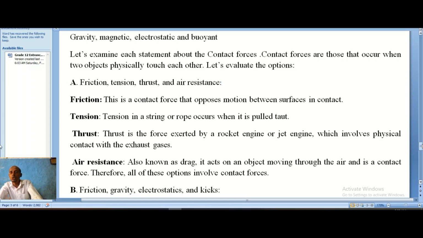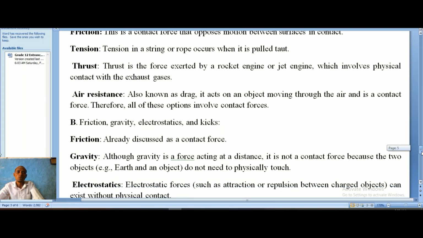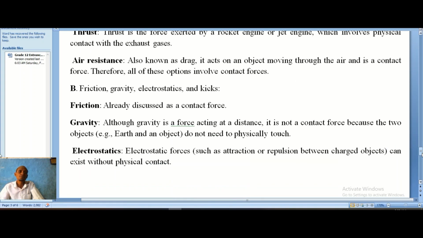Thrust is the force exerted by a rocket engine or jets, which involves physical contact with exhaust gases. Air resistance acts on objects moving through the air, and it is a contact force. Therefore, all these options involve contact forces.